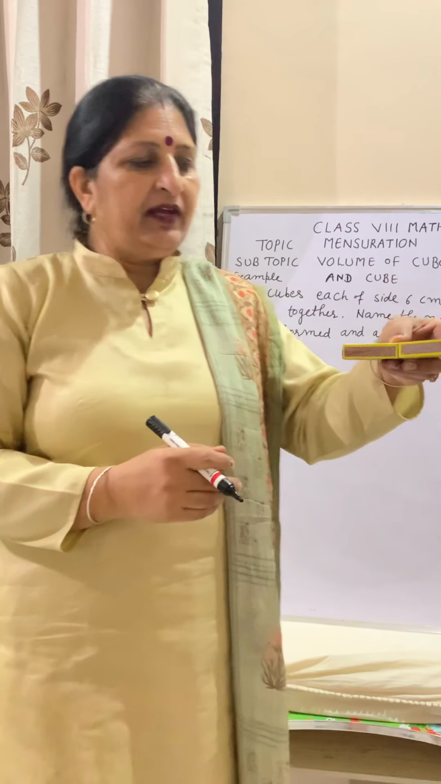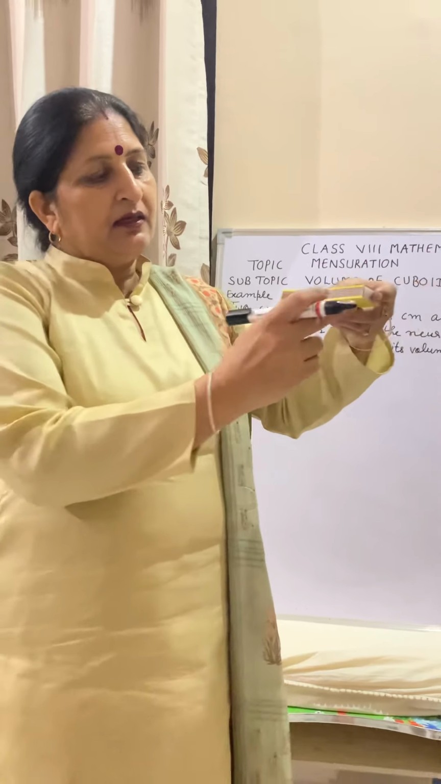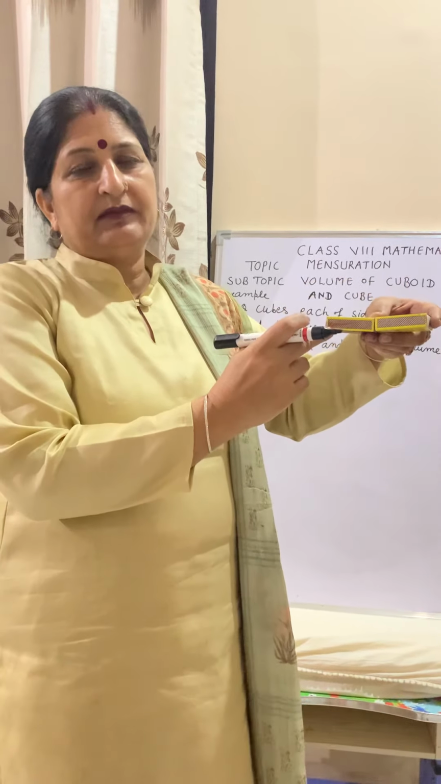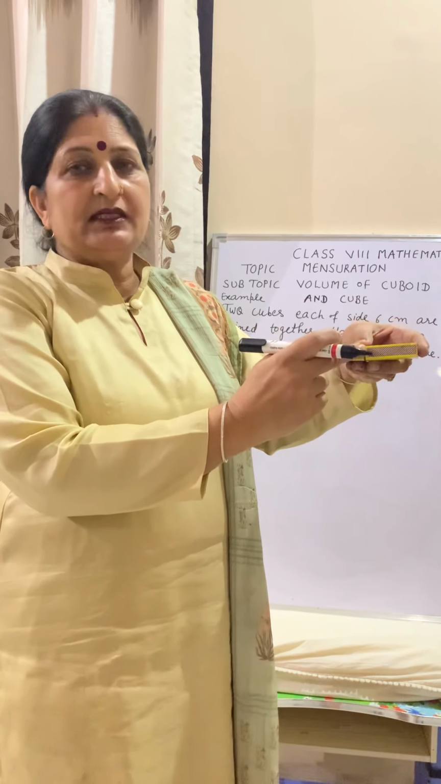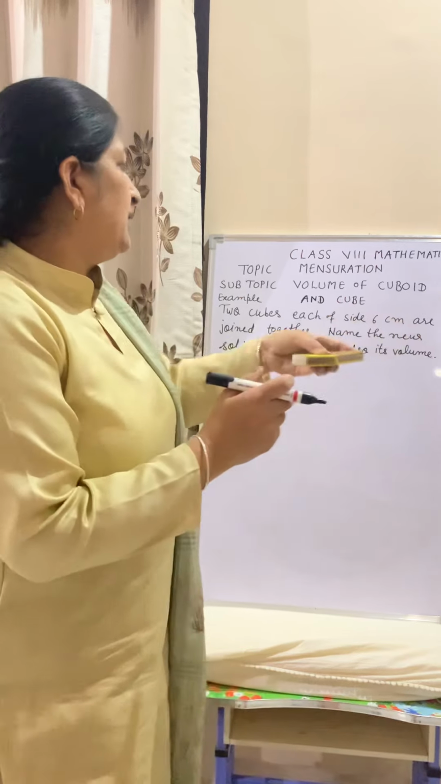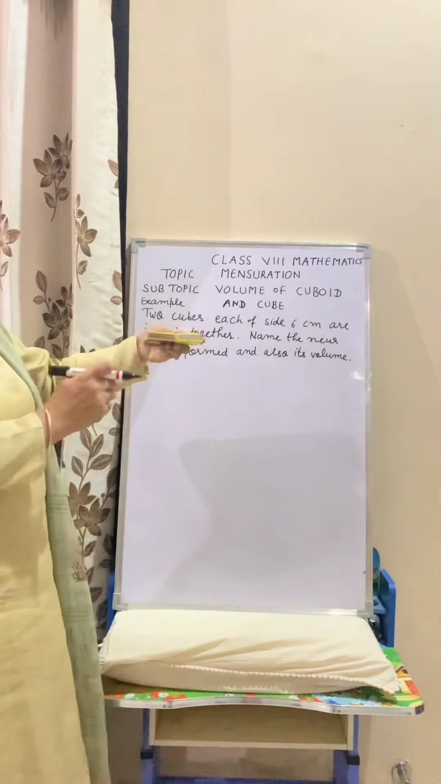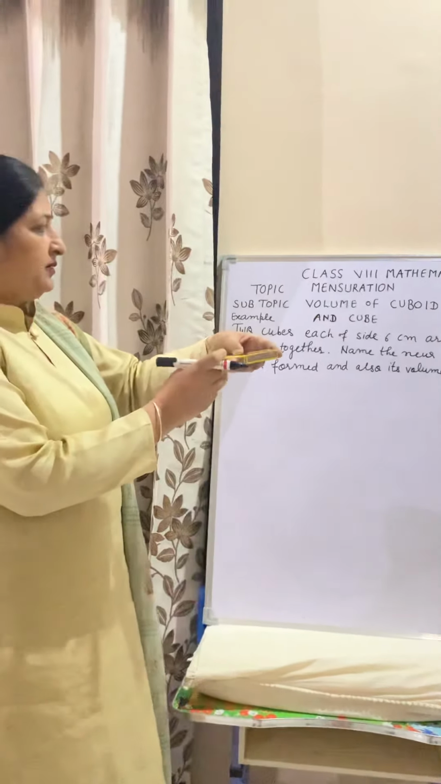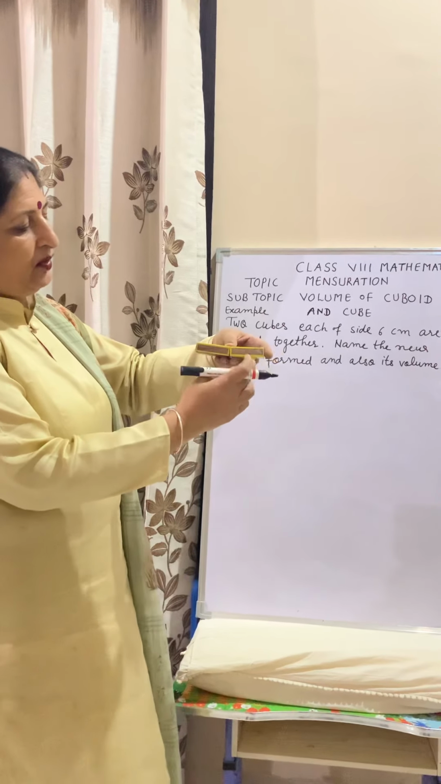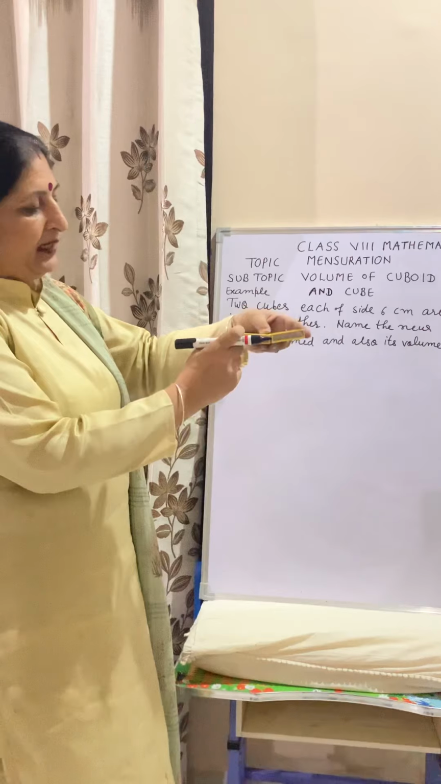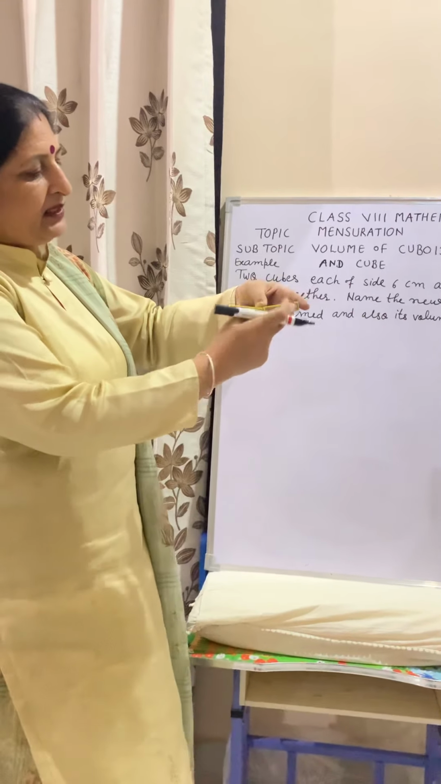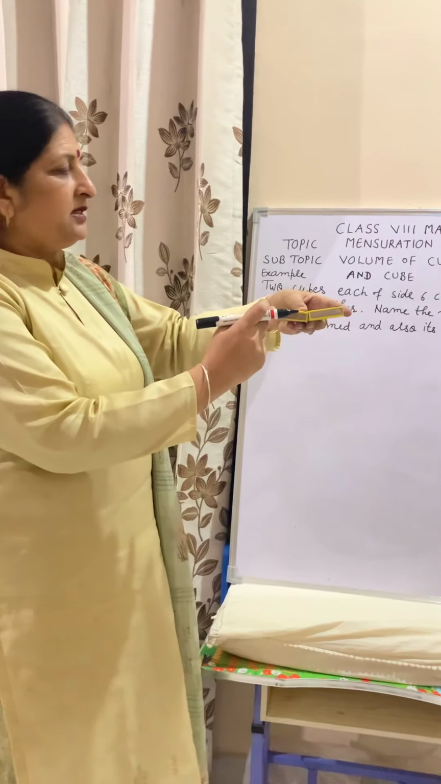What will be the effect? Length will be doubled, and breadth will be the same and height will also be the same. When two solids join together, the length will be doubled. The length of this cube and the length of this cube will be added. Breadth will remain the same and height will remain the same.